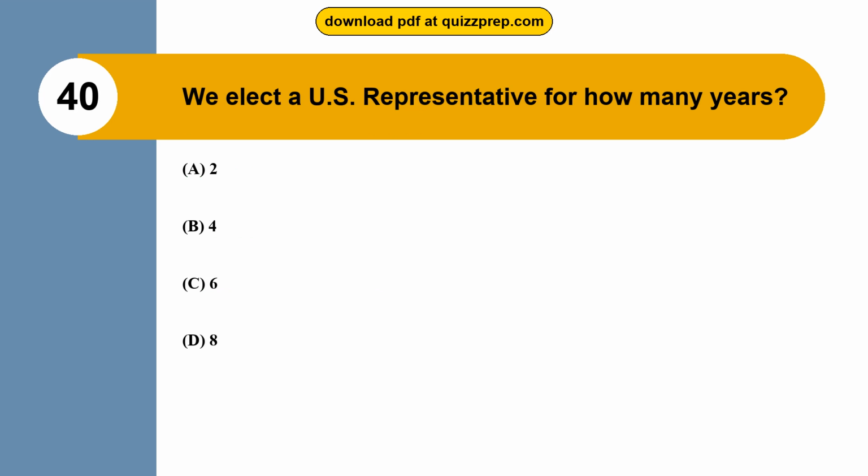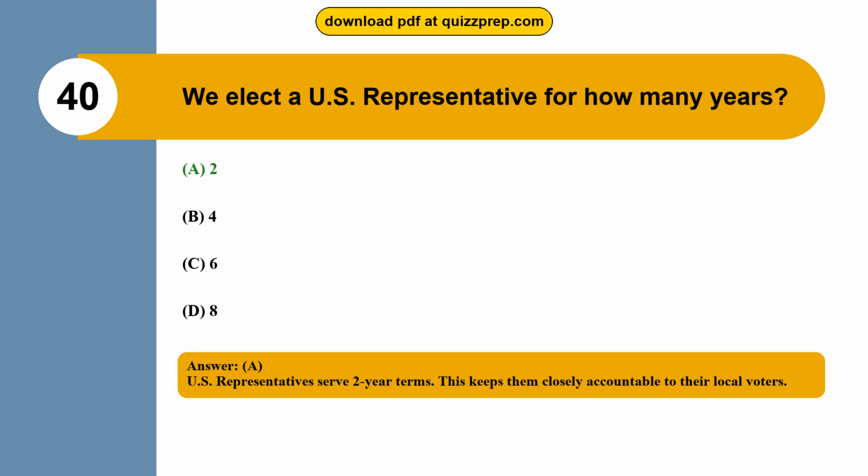Question 40. We elect a U.S. representative for how many years? Option A. 2. Option B. 4. Option C. 6. Option D. 8. The correct answer is option A. 2. U.S. representatives serve 2-year terms. This keeps them closely accountable to their local voters.